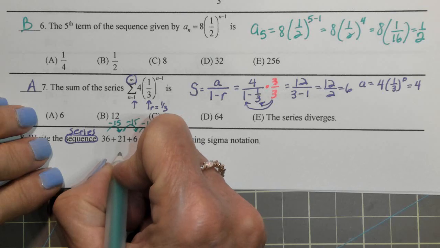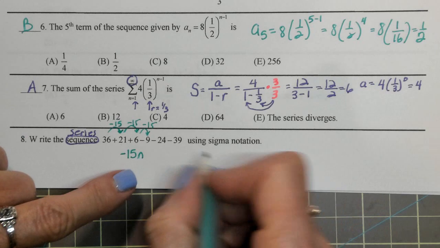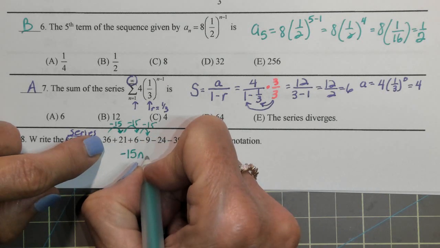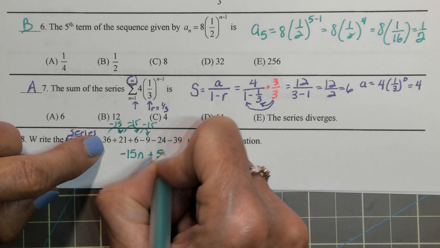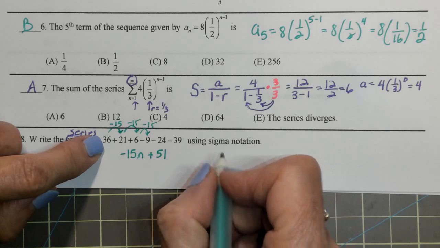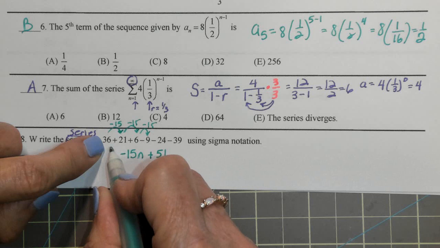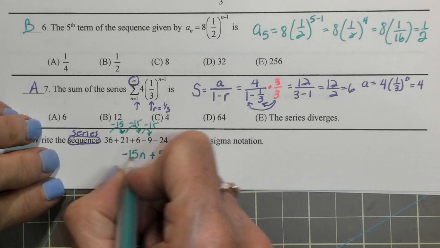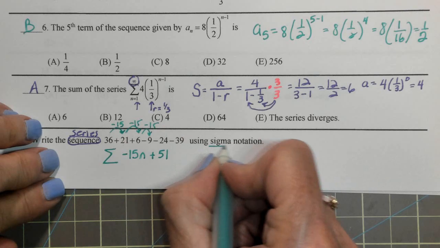So I'm going to write the explicit formula, -15n. What do I need to add to -15 to get my first term of 36? Well, I'll need to add 36 plus 15, so I need to add 51 to that, right? When n is 1, -15 plus 51 would get me the 36, I think. Is that right? Yes, that's right. Okay, so that's my explicit formula, and now I just need to write it in sigma notation.